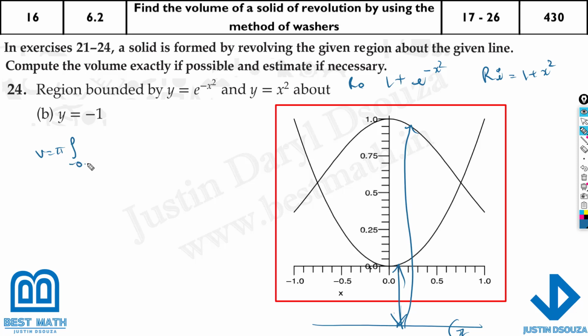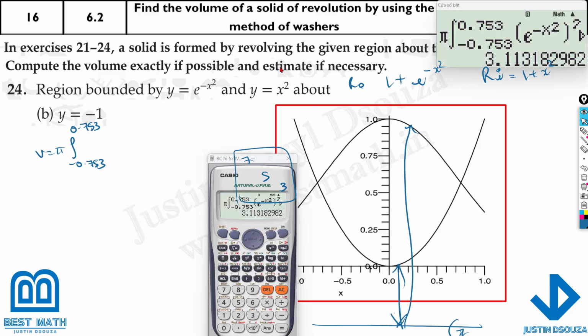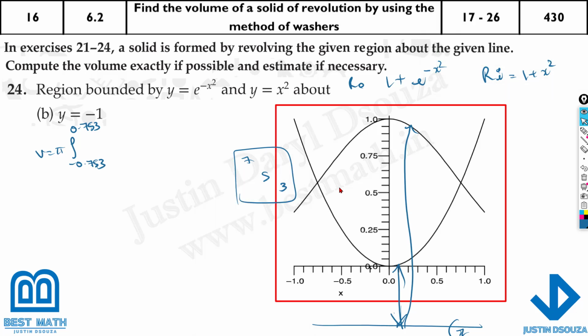Now I hope you remember it was 0.753. Yeah, 753. How I remember is it's 753. But anyways, let's double check it, because when I was typing, I saw it was 753. Yes, it was 753 itself. So yeah, just erase it.